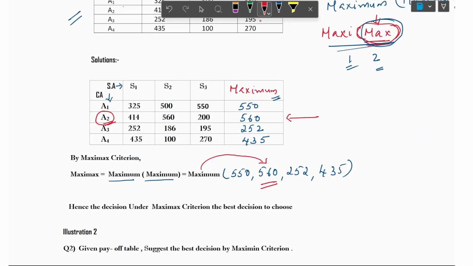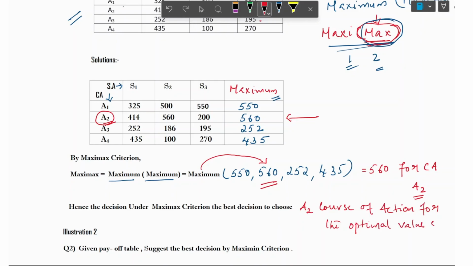That means here I am writing the maximum value is 560 for the course of action. Which course of action? A2. That means here the answer is A2. Which action do you want to select as the best decision? That is A2. Then how do you conclude the answer? Hence the decision under Maximax criteria: the best decision is to choose the A2 course of action, for the optimal value or maximum value, that is 560. This is the way you can conclude the answer.